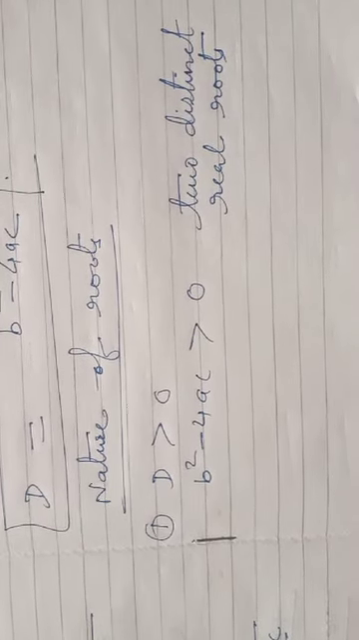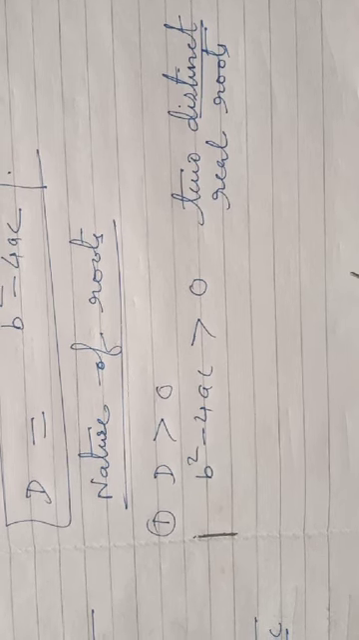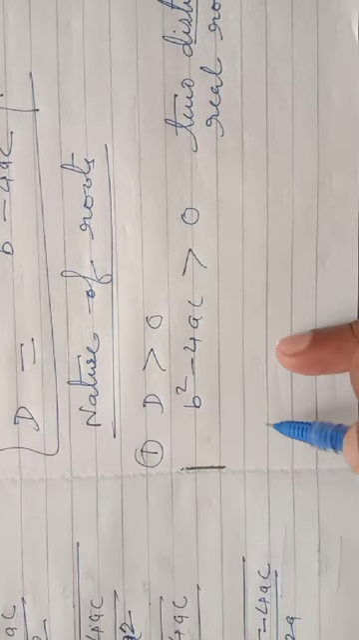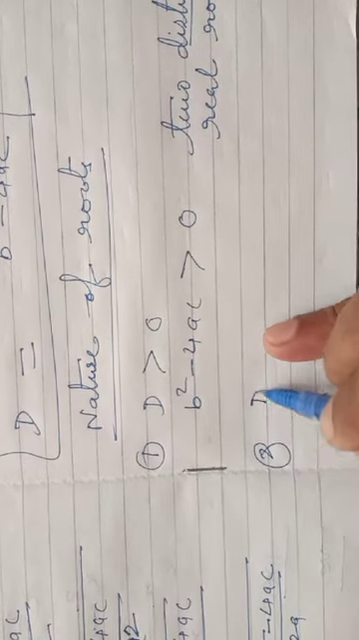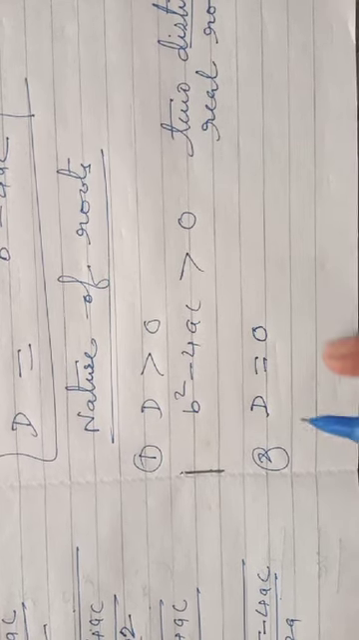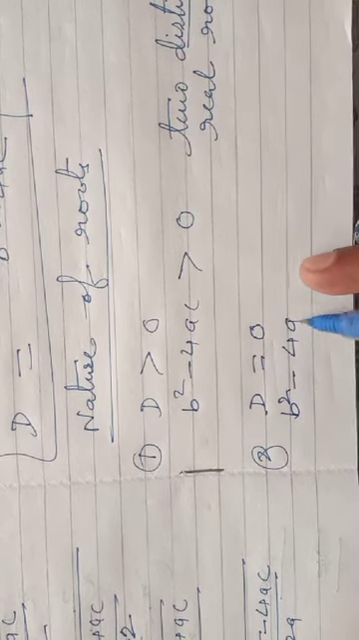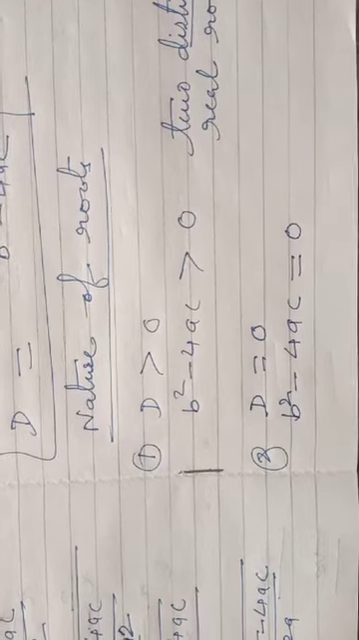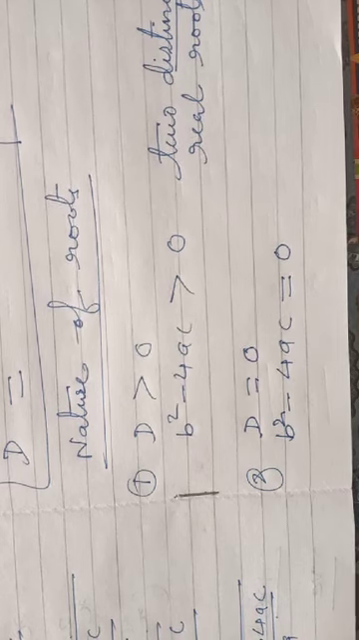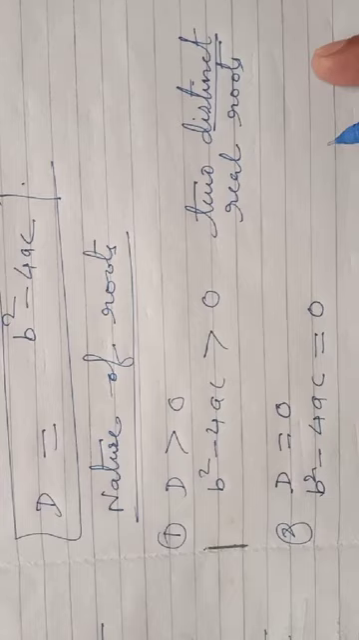It means two distinct real roots, two separate or different roots. Second situation, if d is equal to 0. What is d? Discriminant is equal to 0. It means the value of b square minus 4ac is equal to 0. Then what will be the nature of the roots? In that situation, the quadratic equation has two equal real roots.